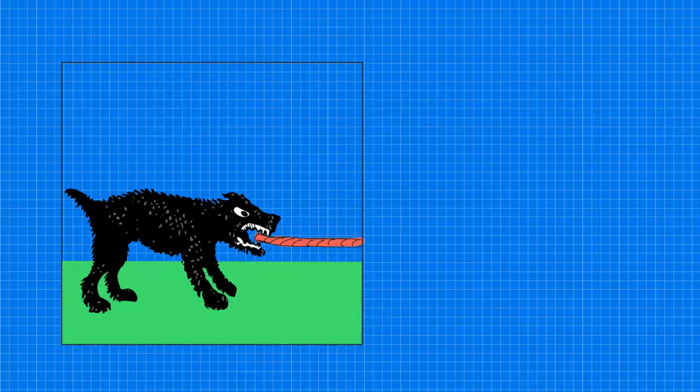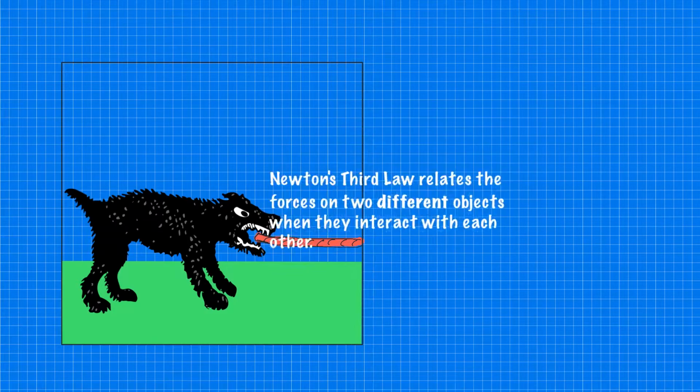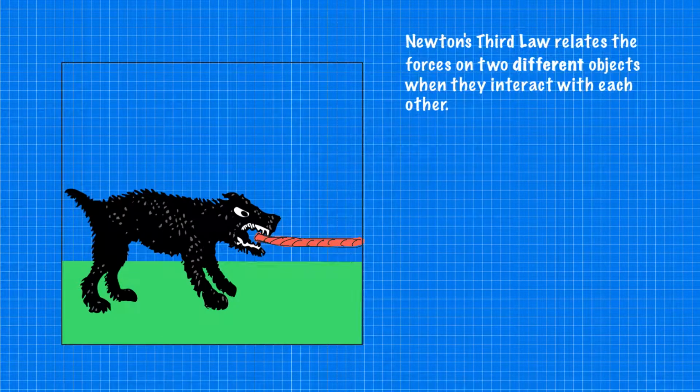In this lecture, we're going to look at Newton's third law. This is the final of Newton's laws that we're going to look at. Now, this law actually relates the interaction of two different objects with each other. So we've only looked at forces acting on a single object. Now this is looking at pairs of objects.